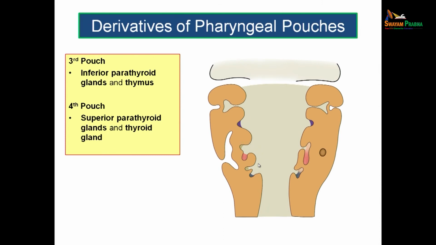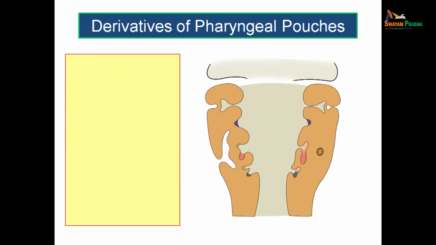It is not depending upon the position here that it is named as superior parathyroid and inferior parathyroid. That point you have to keep in mind. So the fourth pouch is giving rise to the superior parathyroid gland and some portions of the thyroid gland. We will see to it. Till now we discussed the derivatives of the pouches up to the fourth pouch.